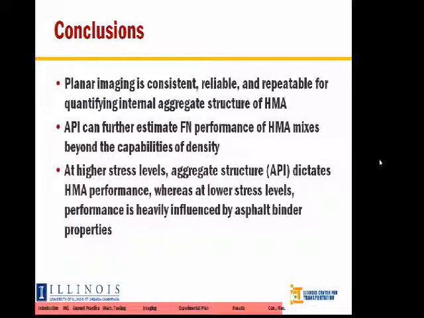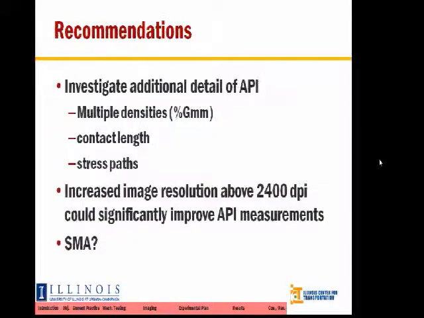What was also noticed, because of some of the mixtures running to 50,000 plus cycles and not failing at the low stress level, is this third statement on the conclusions. At our higher stress levels that we ended up summarizing here, the aggregate structure dictates the performance of the HMA. But at the lower stress levels, the specific binder tended to play a greater role. Okay? So we don't know exactly where that transition occurs. Since we went from 50 psi to 150 psi, we don't yet know that critical transition from binder properties dictating performance to internal aggregate structure dictating performance.